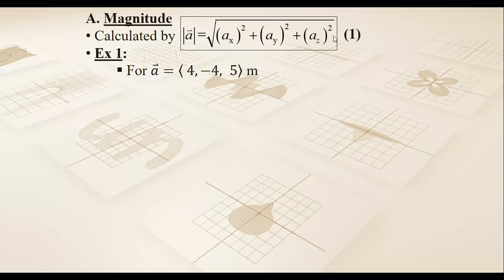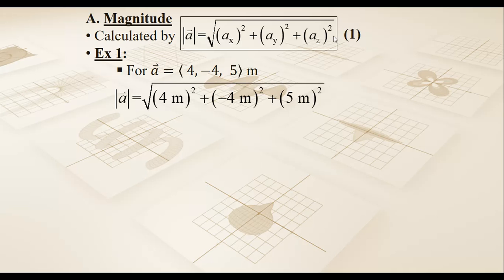Okay, so let's actually calculate that for the vector that we were looking at in the previous slide. So again, my ordered triplet is 4, negative 4, 5 meters. And again, we'll just assume that every grid line represents a meter off of that previous picture. So to calculate the magnitude, all you have to do is take those numbers and plug it into equation 1.